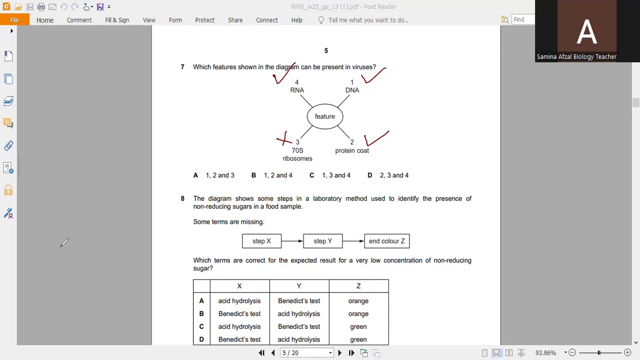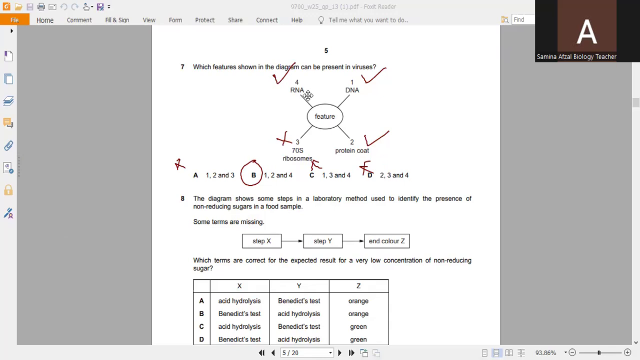Some of the viruses contain DNA or RNA, and the protein coat is always there. So you can see that 1, 2, and 4, which is option B. So B option is correct. A, C, and D are not the correct options.